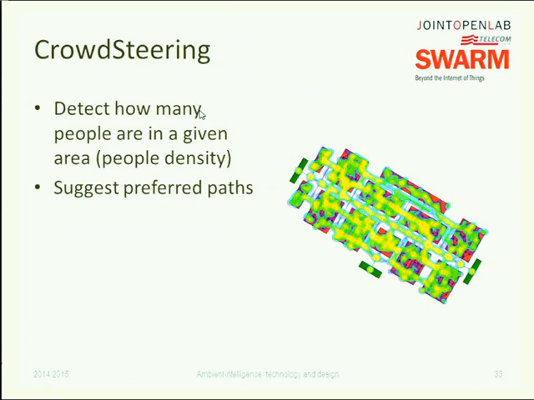Another idea is detecting the people density. So in a public place, you know where there is the higher concentration of people, and to do what they call crowd steering. So they will tell you, okay, if you go there, it will be too crowded, but if you take a different route, it will be better. How this detection is done is not very clear. Probably they're doing that with mobile cells. The telecom has the information about the 3G cell antennas, so they know how many people are in a given area.